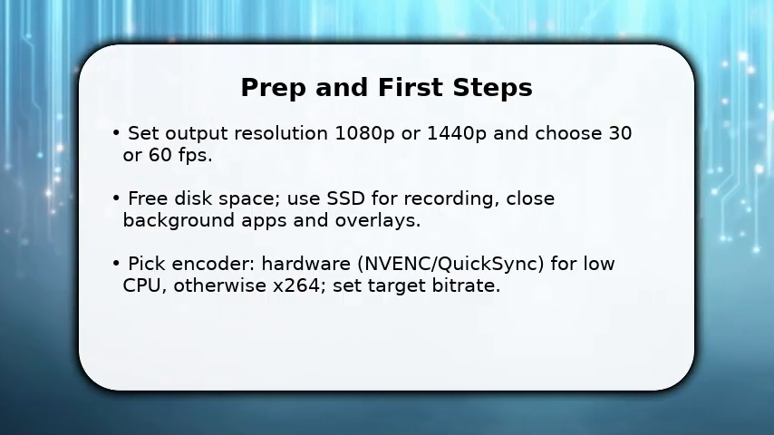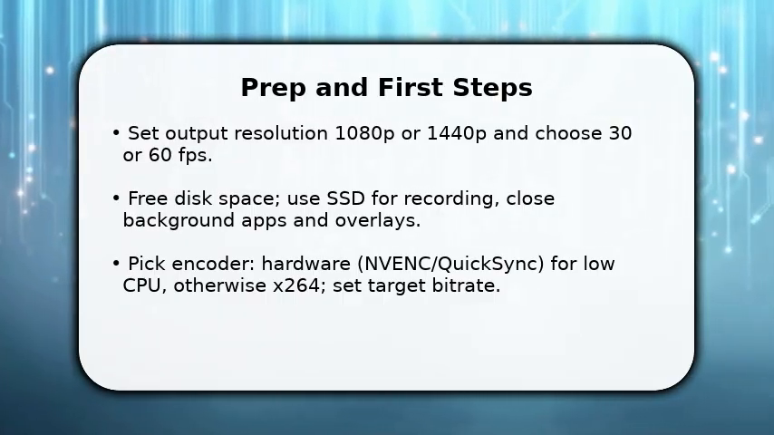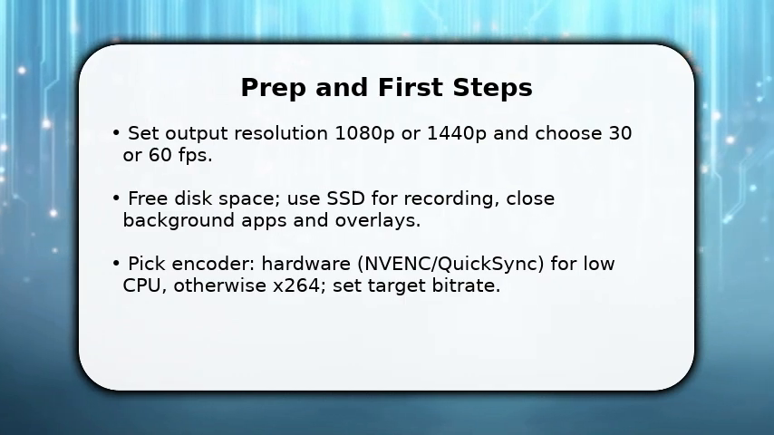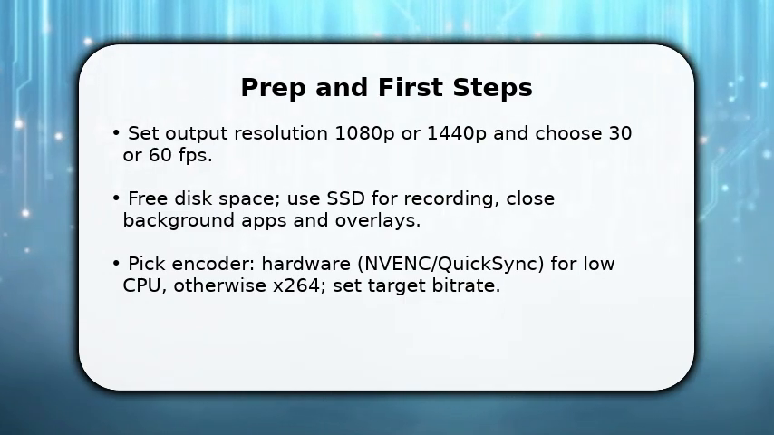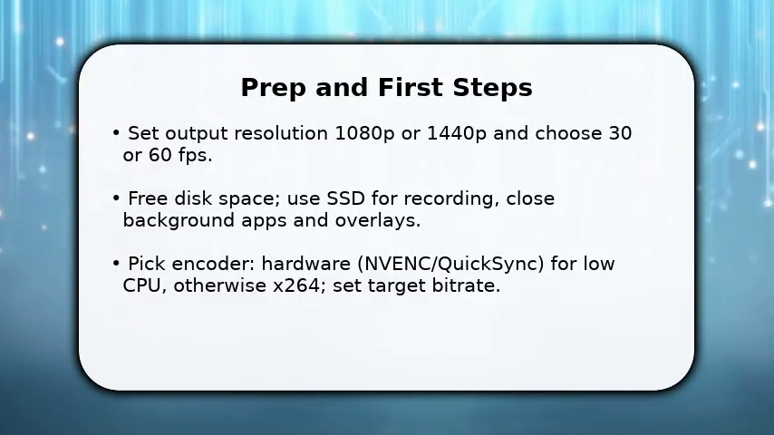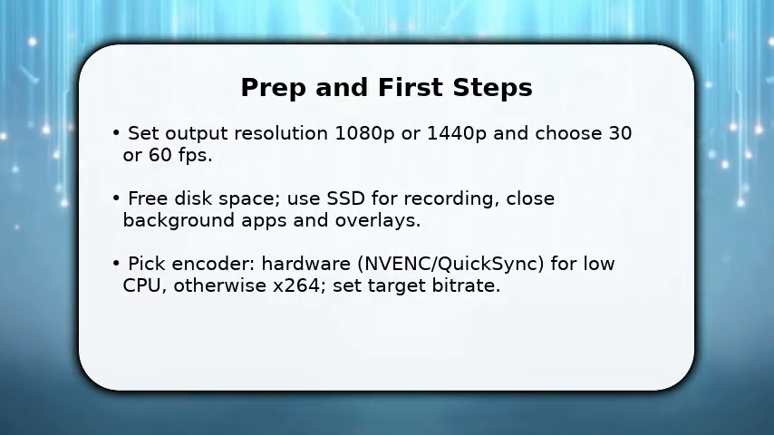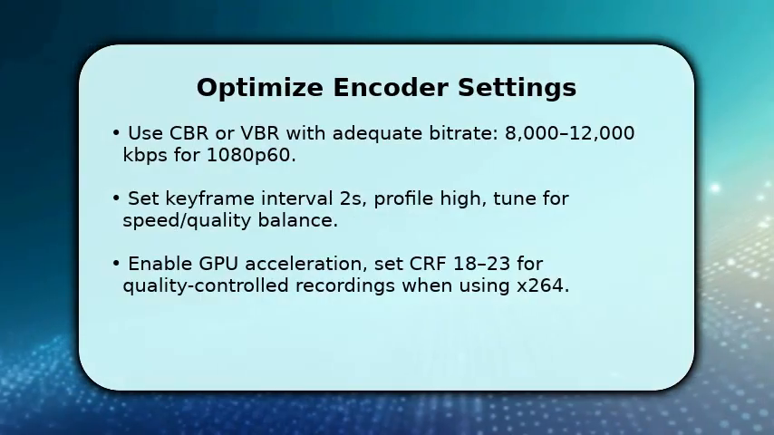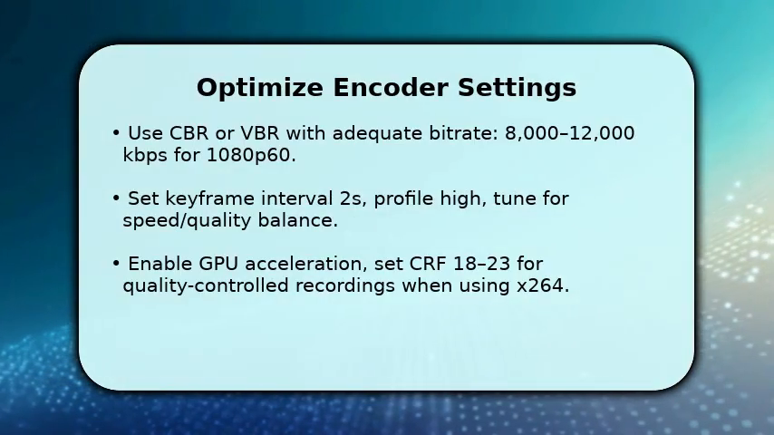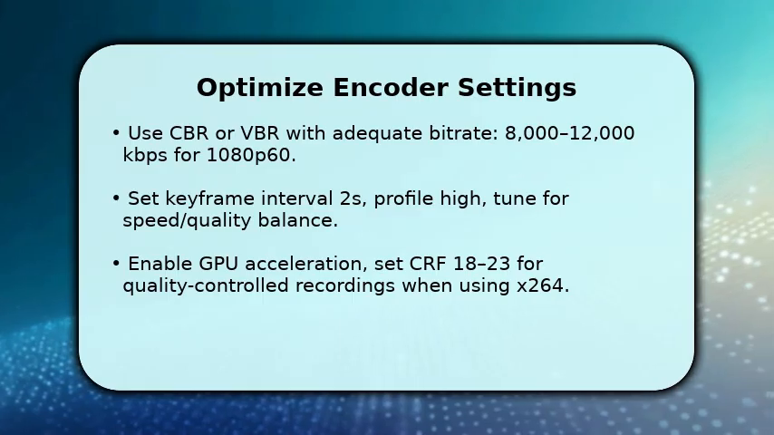Then choose an encoder. Hardware like NVENC or QuickSync to offload CPU, or X264 if you need finer control. Set a sensible target bitrate before moving on. Once basic choices are made, focus on the encoder's deeper options to balance file size and fidelity.